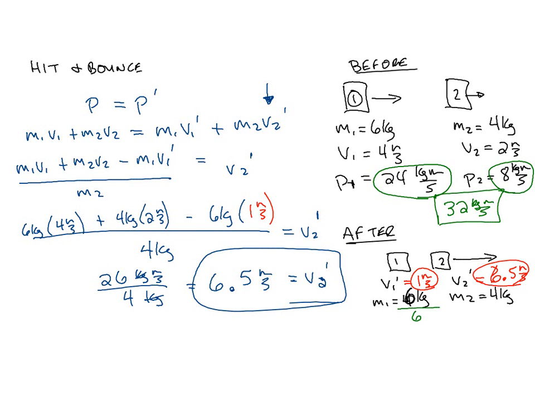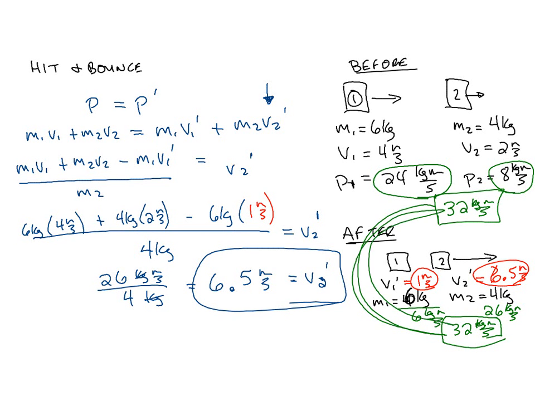1 times 6 would be 6. And 6.5 times 4, 4 times 6, there would be 24. Half of 4 would be another 2, so that's 26. 26 and 6 would indeed be 32 kilogram meter per second of momentum. And that's what we're trying to do, to make sure that the total momentum before and the total momentum afterwards is the same number. It has to be, in the absence of outside forces.